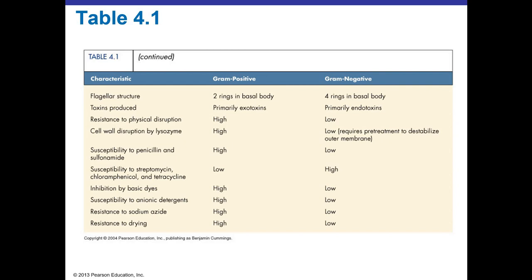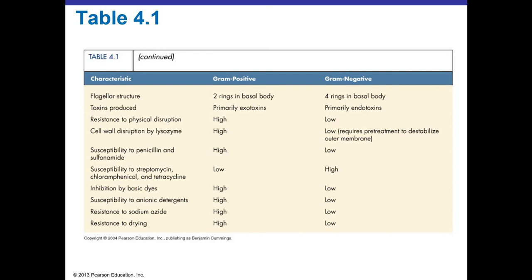Exotoxins are secreted from cells, exo meaning out, and we see some of the most potent toxins from things like Clostridium tetani, causative agent of tetanus. So it's this potent exotoxin that causes the rigidity that's associated with the disease tetanus.